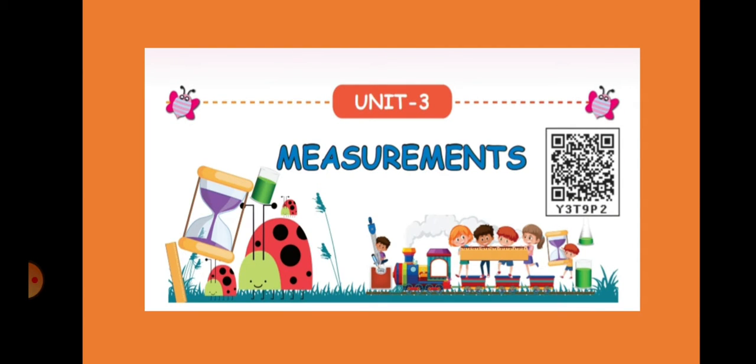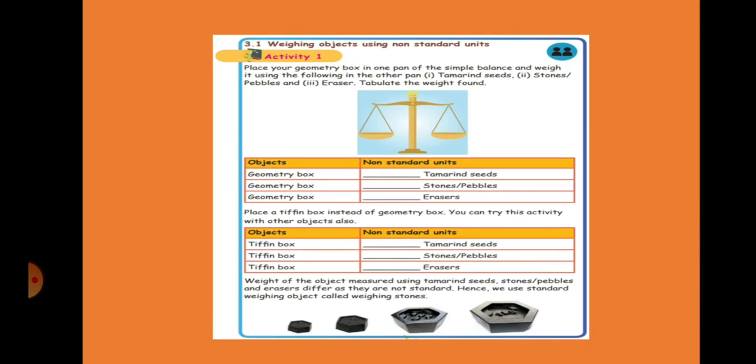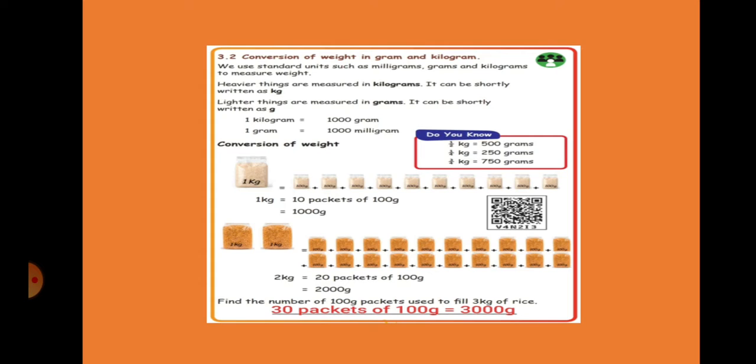In the last class we saw unit 3, that is measurements. In unit 3 we learned about non-standard units and standard units. Non-standard units are like tamarind seeds, stones, pebbles, erasers, etc. And standard units are milligrams, grams and kilograms. 1 kilogram is equal to 1000 grams, and 1 gram is equal to 1000 milligrams.